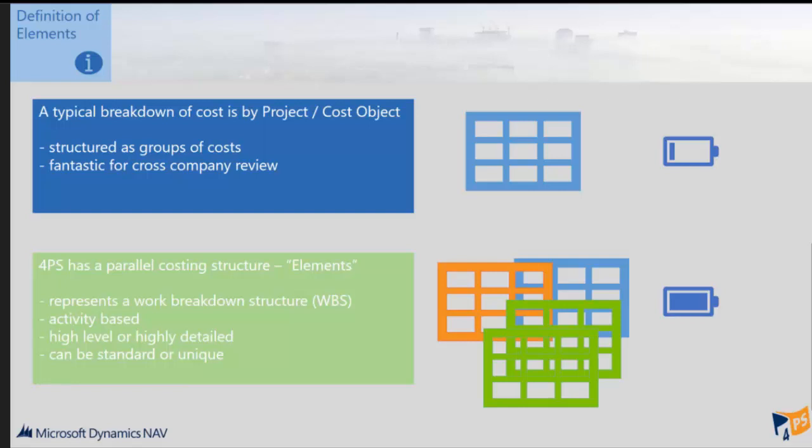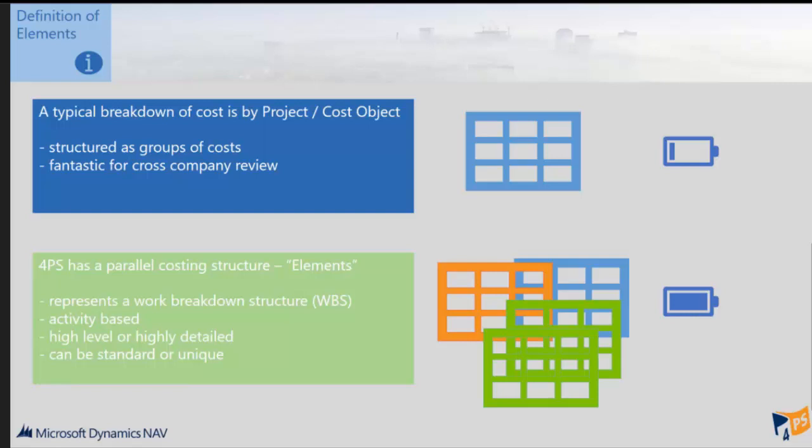The other thing to note is that they can be standard or unique. So you can create a standard set of elements that you use across all your projects. The idea of that is that if you have a lot of repeatable work that is structured in a very similar way, what you can do if you're using standard elements is then you can analyse costs across the entire business, a bit like you can with the cost objects, where you're looking at, say, project management costs or control panel costs.